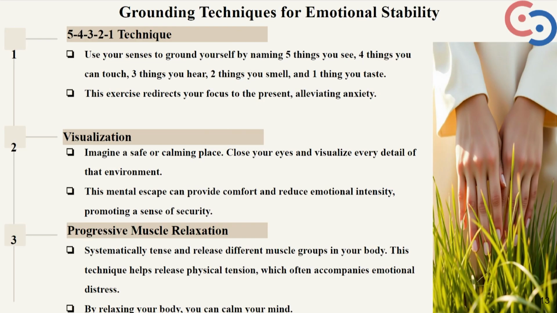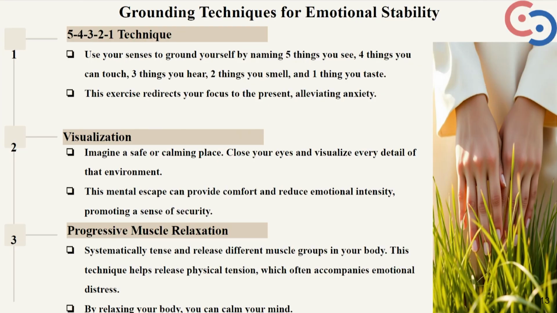And this is very important to remember: the grounding techniques for emotional stability. The 5, 4, 3, 2, 1 technique. Use your senses, ground yourself by naming 5 things you see. You may be able to see your surroundings. What are the 5 things which I can see? 4 things you can touch, in your nearby surroundings. What are the 4 things I can immediately touch? Then 3 things you can hear, 2 things you can smell, and 1 thing you can taste. That is very important. This exercise redirects your focus to the present and alleviates anxiety.